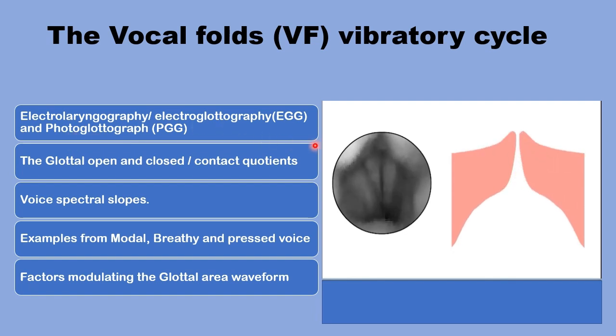These changes, presented in the form of a waveform, can then be analyzed not only to measure the duration of the glottal opening and closed phases, but also the speed with which such changes can occur. We'll also go through the effect of such changes on the voice source harmonic spectral slopes with examples of normal, breathy, or pressed voices, and we'll end up with the factors modulating the glottal area waveform.